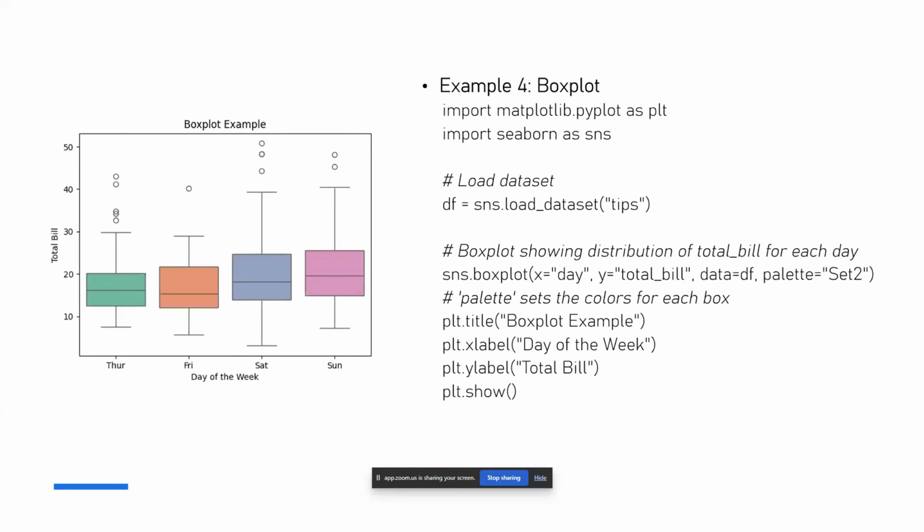So in this example, we're using Seaborn again to create a box plot. We load the tips dataset, and then the line sns.boxplot, x equals day, y equals total_bill, data, and palette equals set2 creates the box plot. So the x-axis shows the day of the week, and the y-axis shows the total bill. And the palette set2 is just the option that sets different colors for each box to make the chart easier to read. And then just as usual, add title, axis labels, and then display the box plot.